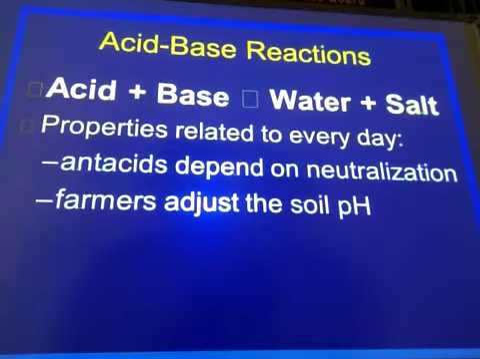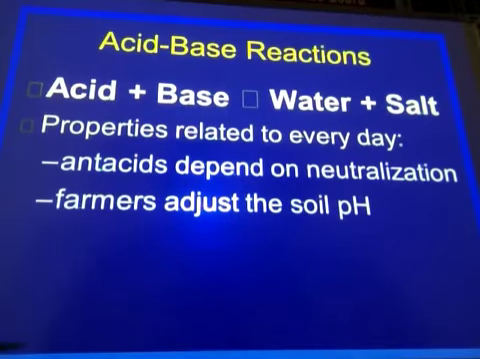I can also use a neutralization reaction or acid-base reactions to adjust soil pH. A lot of gardeners will try to neutralize their pH. Oftentimes soil is a little bit too acidic in gardens, so a lot of people will add some type of calcium carbonate or Epsom salt to their soil, so that way they can get it to be less acidic.